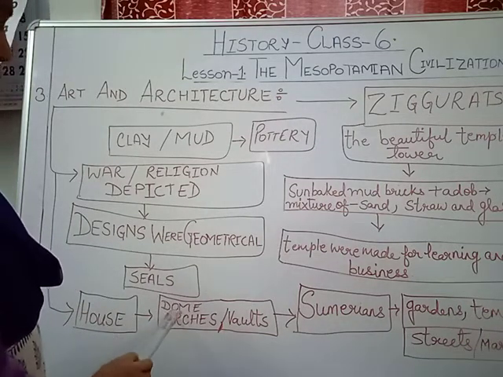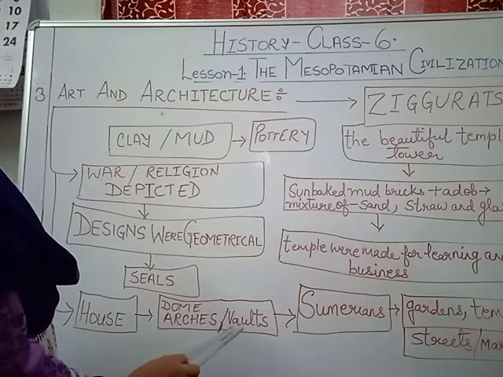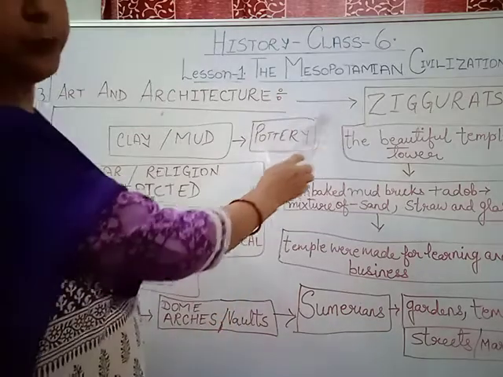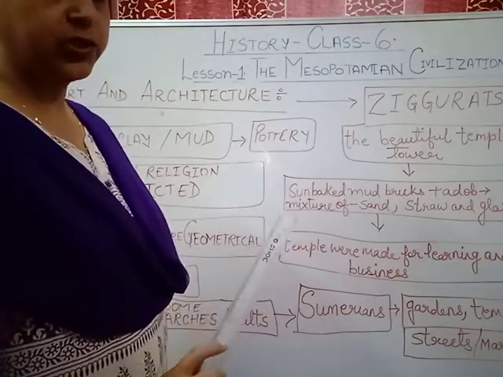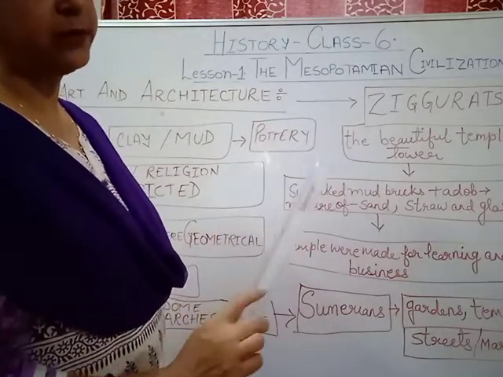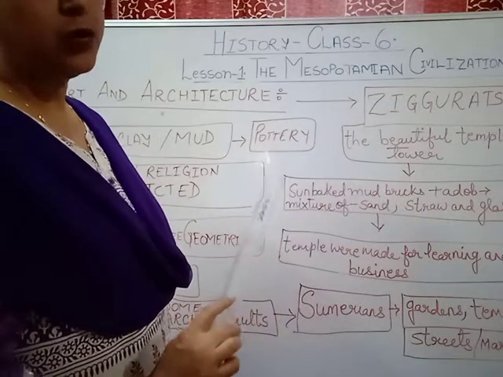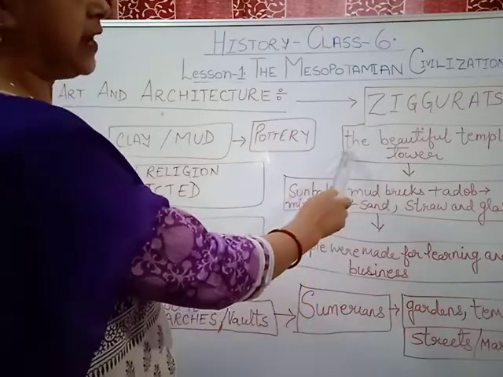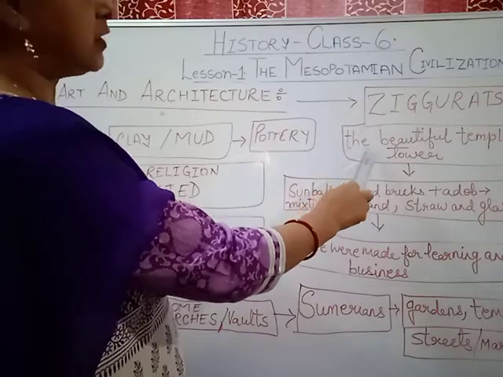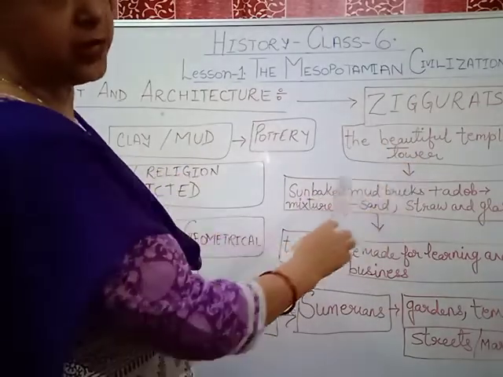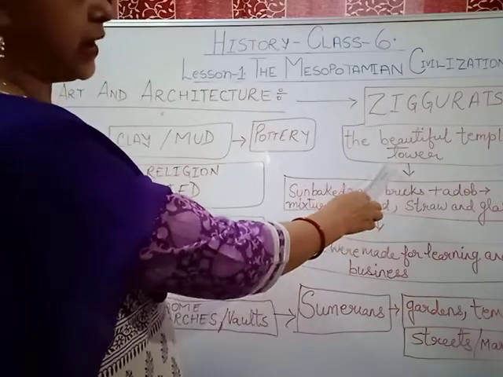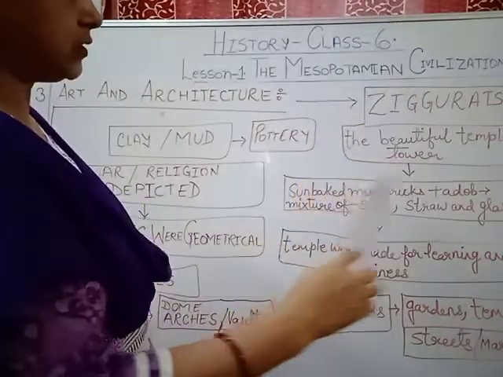And houses were dome arches with walls. They also built ziggurats. I told you earlier in our previous session that ziggurats were built by them for the noble people, and they had a beautiful temple. It was a big structure, built like a tower.